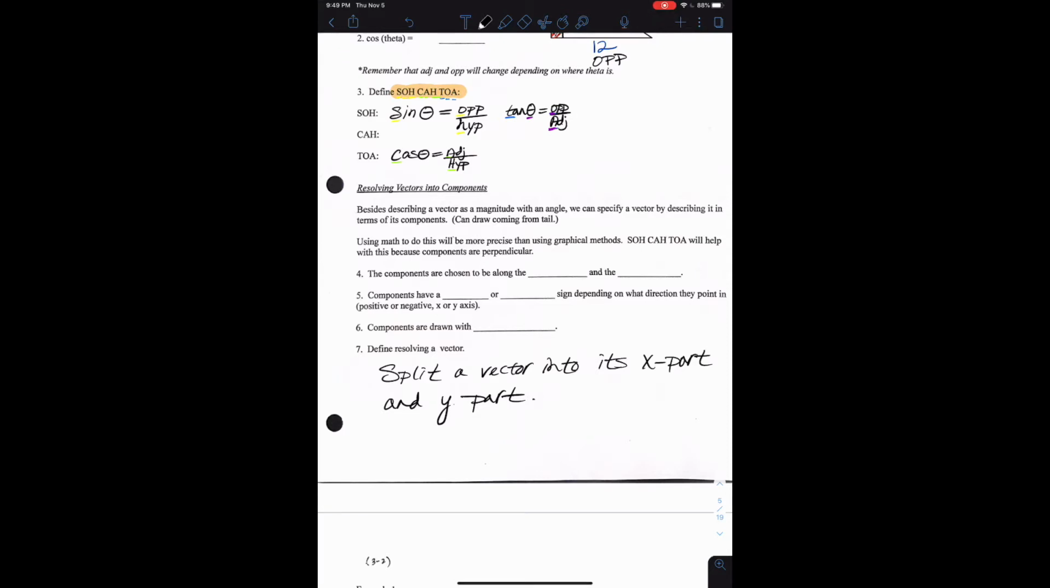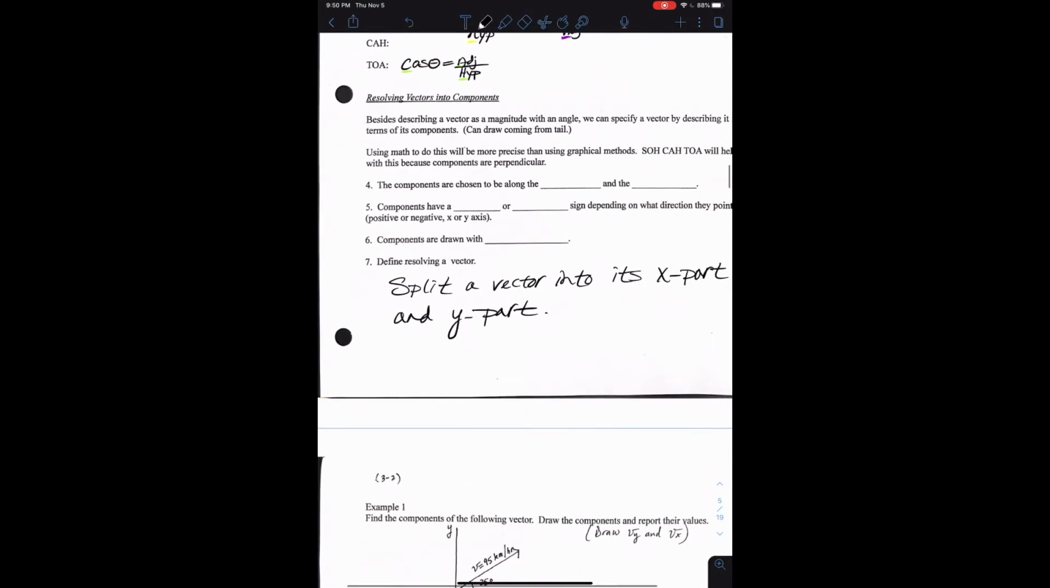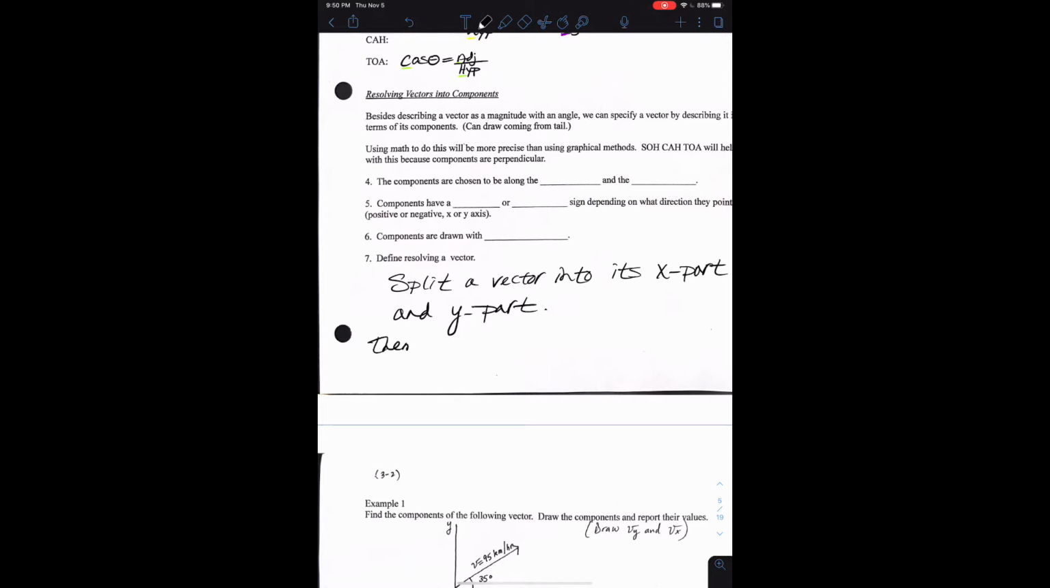And the idea by doing this, and this is kind of what we're after here, is that a theme of this chapter is that when an object is in motion, an object's motion can be analyzed.